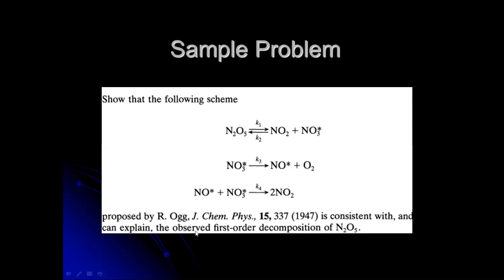Now we have a sample problem here. Hopefully we can finish this before the time. I have 15 minutes, so I can finish this. I will just go to the whiteboard and show how this is done. But before that, let me read. This is taken from Levenspiel, and I have chosen this because it will illustrate how the particular mechanism will substantiate or prove that the actual reaction is a first order decomposition of dinitrogen pentoxide. Show that the following scheme, your reaction mechanism, proposed by Ogg, is consistent with and can explain the first order decomposition of dinitrogen pentoxide. This is your given. I will rewrite it so that we will have something to follow through in the process of proving. We will now be proving that this is the mechanism for the first order decomposition of dinitrogen pentoxide.